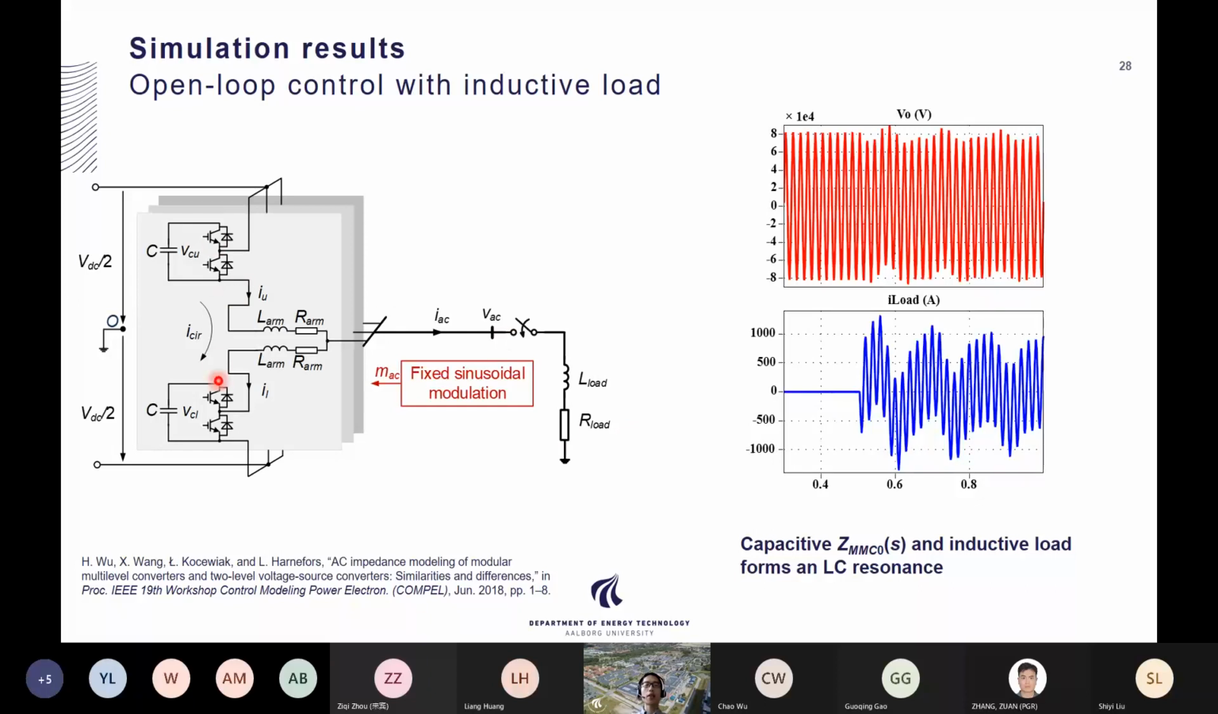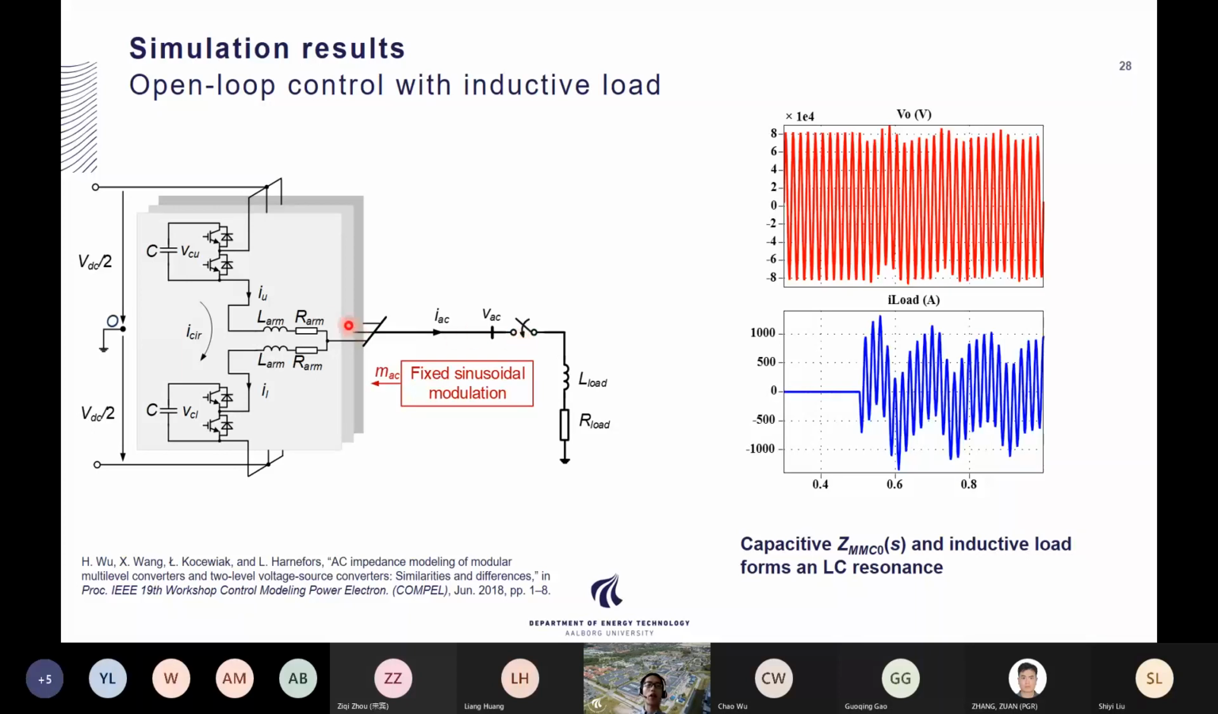If we imagine this is not an MMC, but a two-level voltage source converter with its inductive output impedance, then of course we will not see any problem by connecting an inductive load, right? Because we have the inductive output impedance of the two-level voltage source converter and the inductive load, two inductors connected in series with each other. There, of course, will not be any problem in that scenario.